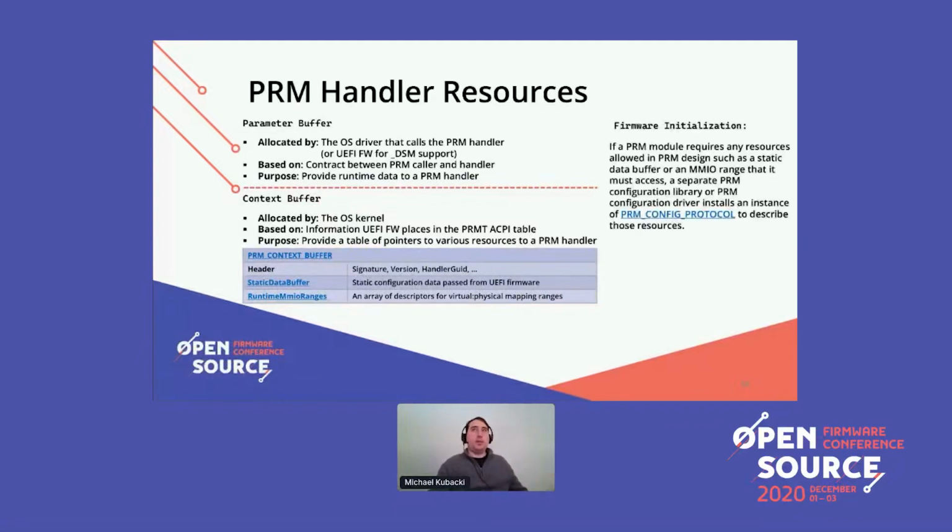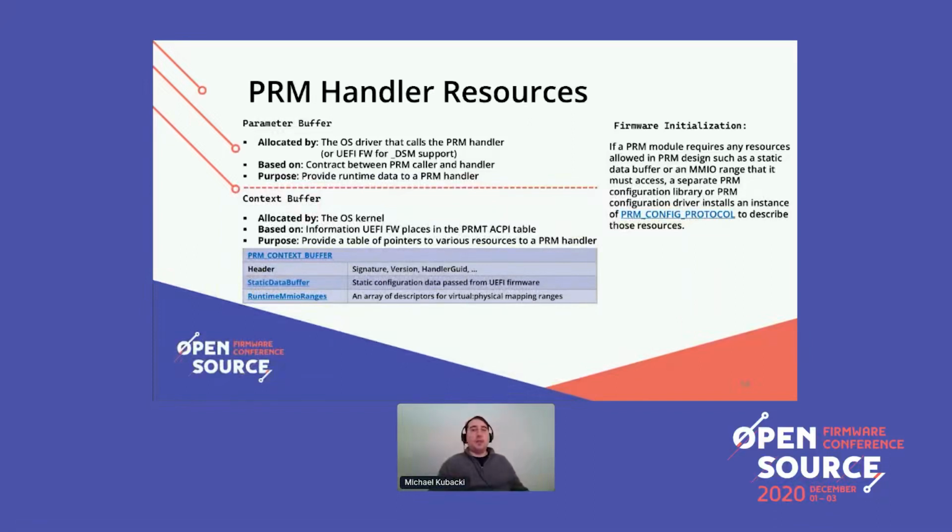And then those ranges would be converted to the virtual address map so they can be accessed inside the operating system. And as far as the firmware init flow, this is more of an implementation detail, but if a module requires any resources to be accessed, such as the static data buffer or MMIO, it does that by providing what's called a PRM config protocol in UEFI or EDK2.